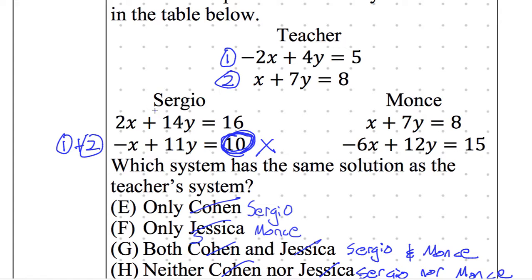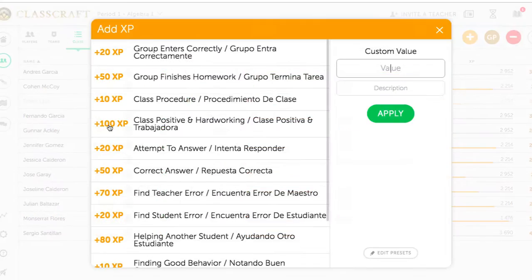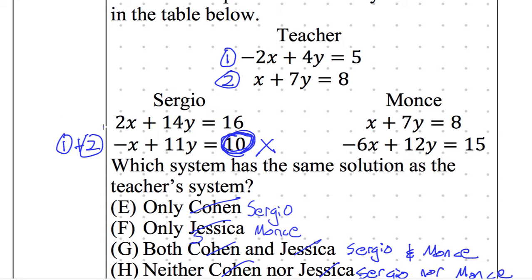But let's check this first equation. Obviously, if that one's wrong, then Sergio has a different answer, but I just want it for the sake of practicing. What was this first equation? Cohen, you're doing the next one. Where did this first equation come from?